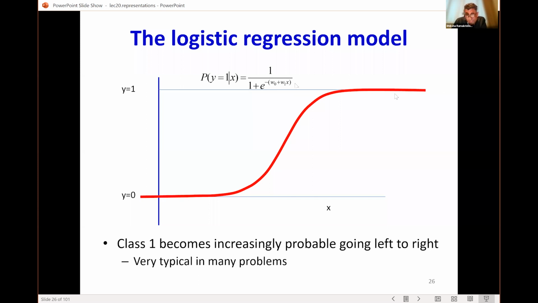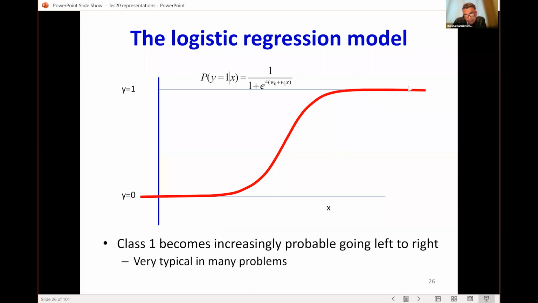For large positive values of x, you're going to have e raised to minus of a large positive value, which is like e raised to minus infinity in the limit, which is going to be 0. And so this function is going to be 1 over 1 plus 0, which is 1.